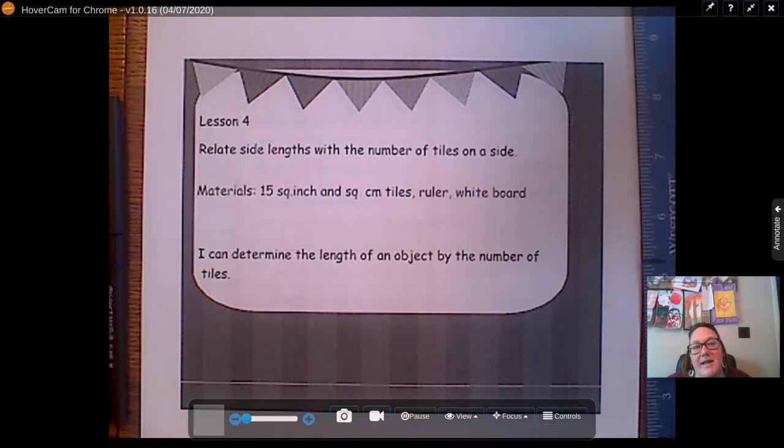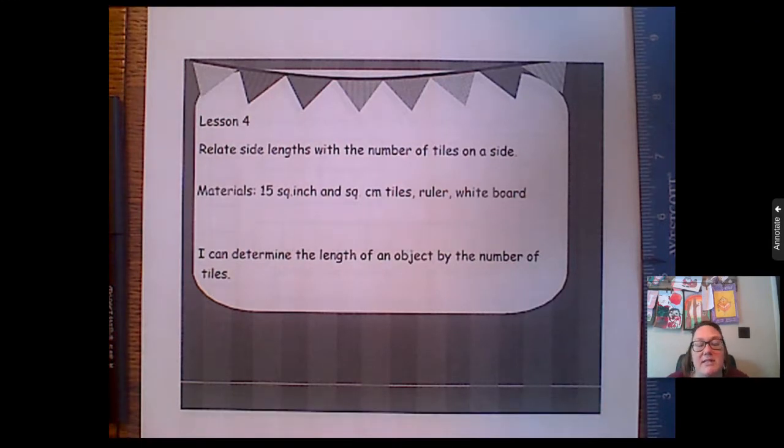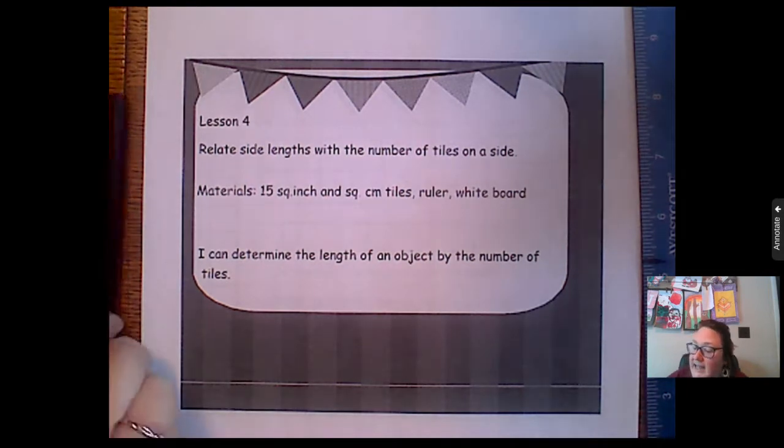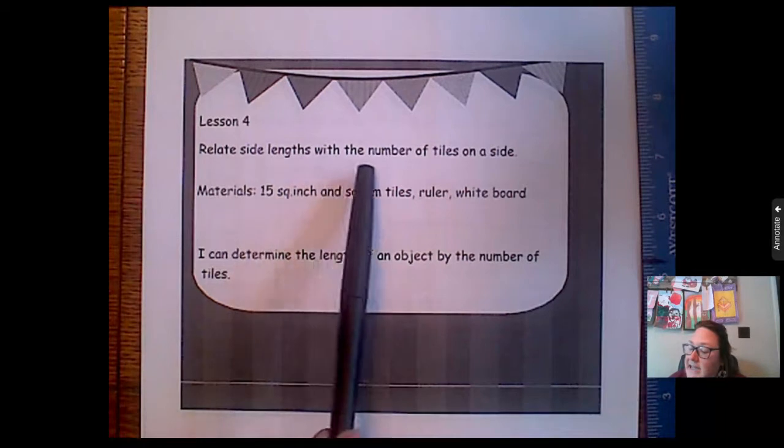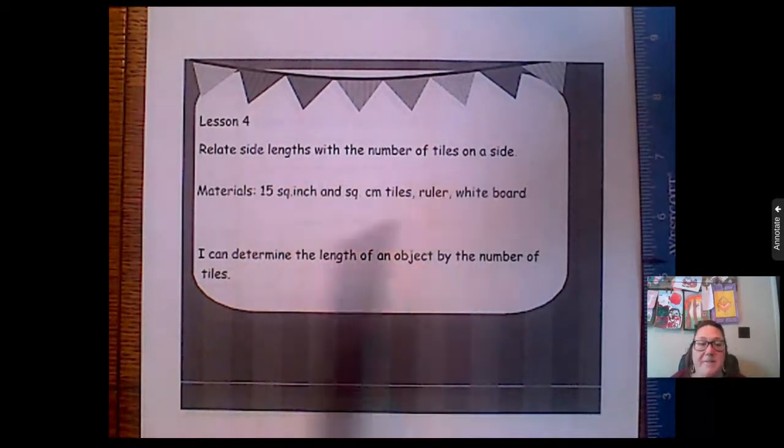So today we are still working on our pretty new to us math module, our unit 4, where we are working on area. And remember, when we find area, we are finding how many square tiles it takes to fill in a shape. So we worked on that for the past couple lessons. We're going to continue on. So for today, our objective is to relate side lengths with a number of tiles on a side.